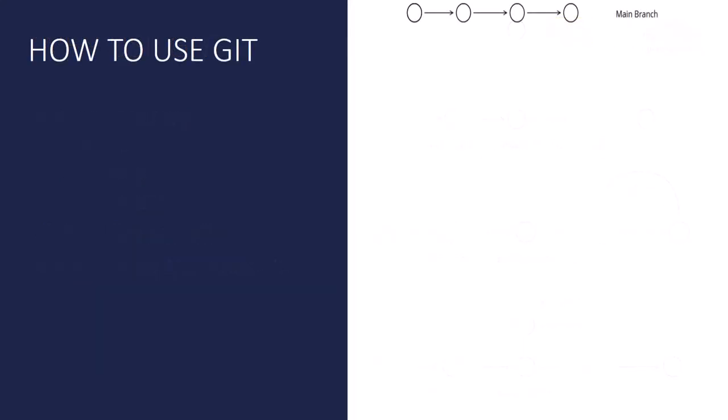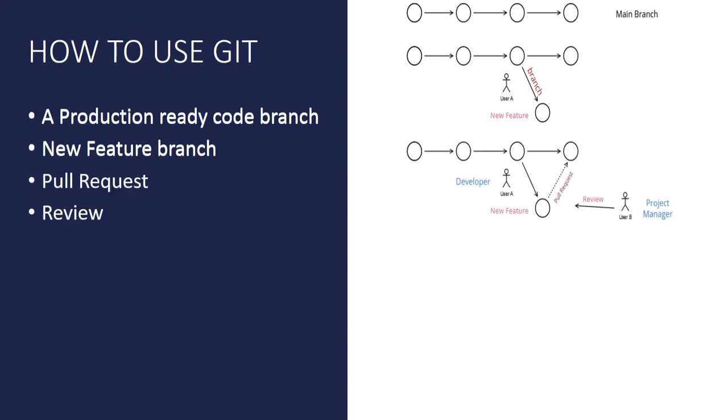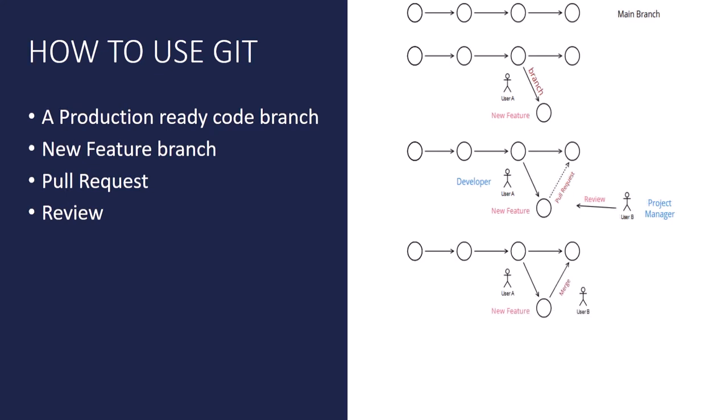Let's look at a scenario to develop a new feature in a project using Git. Let's say we have a main branch that is deployed in a production environment. A new feature is to be added in the project. The developer creates a separate, new branch from the main branch to develop the new feature. Once the coding is complete, the developer creates a pull request in the main branch. The project manager reviews the code and merges it with the main branch.